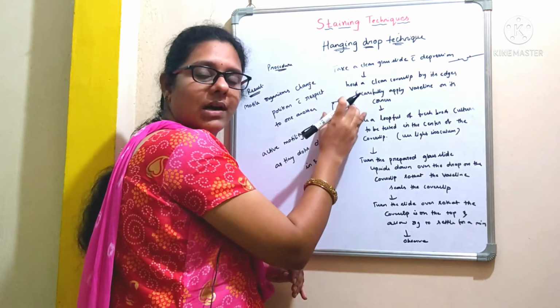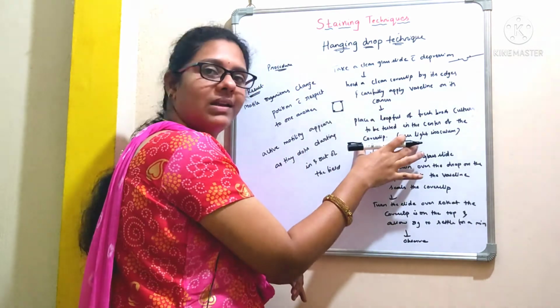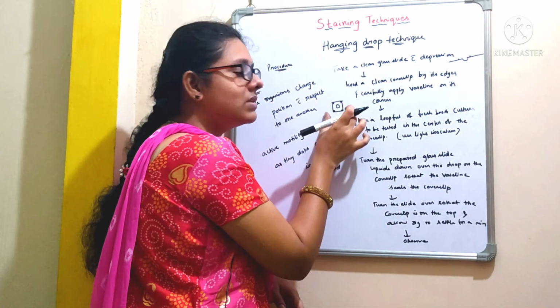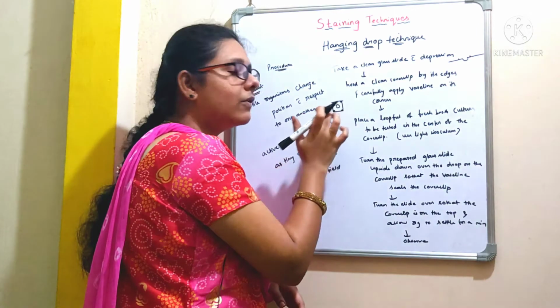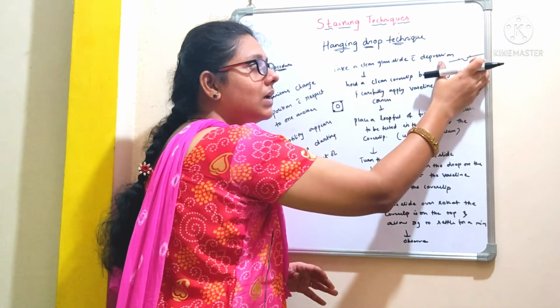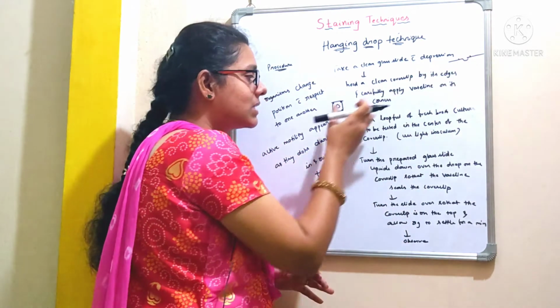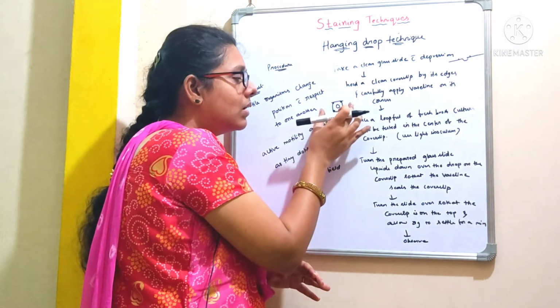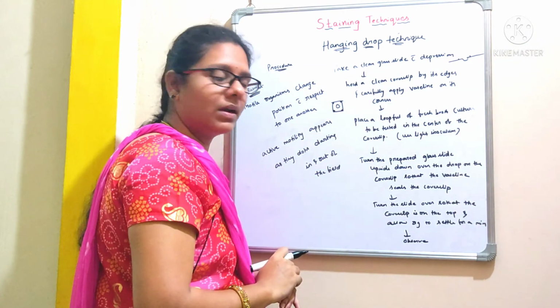Once you prepare this cover slip, what you are supposed to do in the next step, you have to place a drop of bacterial culture onto the center of the cover slip. Clear? Now we are ready with the depression glass slide, as well as now we are ready with the preparation of the bacterial suspension onto a cover slip, right?